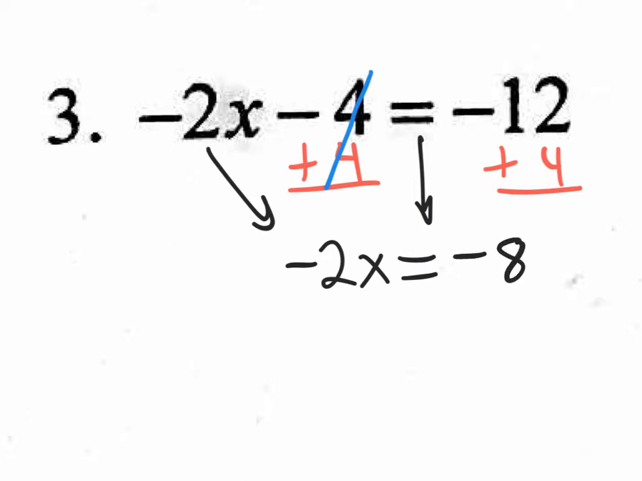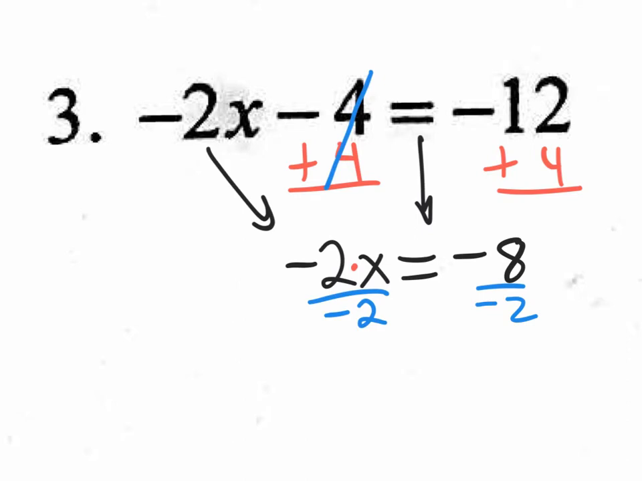So this was my original bigger equation. Now this is my nicer equation that I only have one step left. So it really says -2 times x. How do I get rid of that multiplication? Divide it by that same exact value, -2.